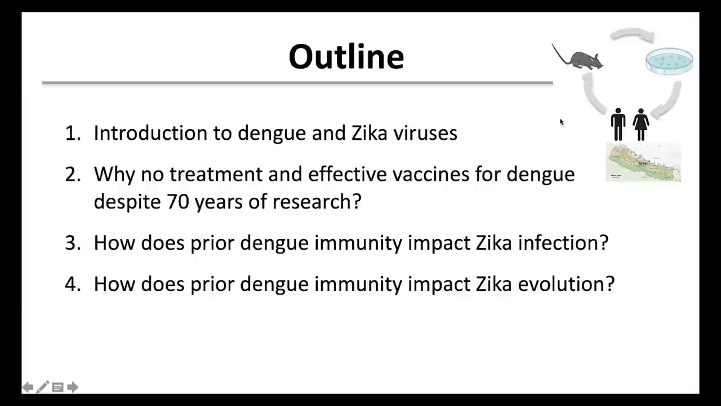Shown here is the outline of my talk. I will briefly introduce these viruses. Then I will address three interrelated questions. Specifically, first, I'll talk about why, despite 70 years of research, we don't have treatment and an effective vaccine against dengue. Then I'll talk about how prior exposure to dengue, so the pre-existing dengue immunity, influenced subsequent infection with Zika infection, and then how this prior exposure to dengue also impacts Zika evolution.